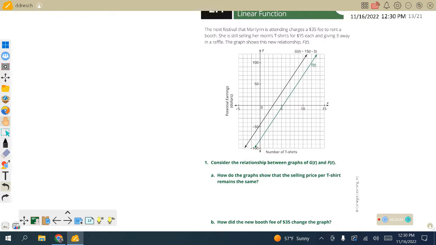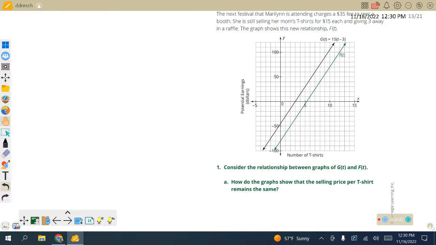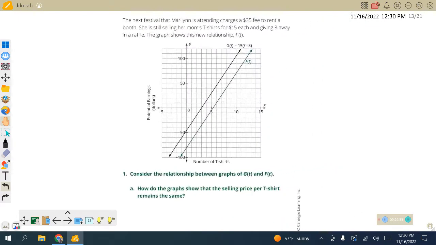I see a new graph again. They call this new graph capital F of T, okay? They gave us the old one up there, that 15T minus 3, or minus 45, but now they give us a new one. And what happened with that new one compared to, say, our old one from a few minutes ago? Bless you. Did it go up?